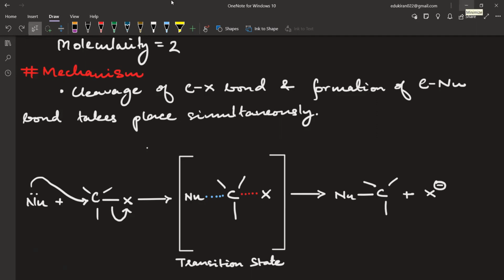If you want the perfect stereochemistry here, one of these bonds will be out of the plane and the other bond will be inside the plane, something like this. But we will talk about this stereochemistry part later, at the end of the chapter.